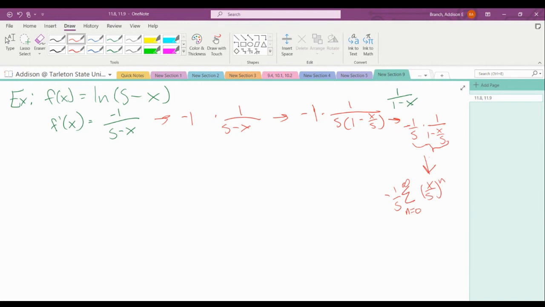But we have to remember that this is for f prime of x, and we need f of x. So what we have to do is integrate both sides in order to get our actual function.